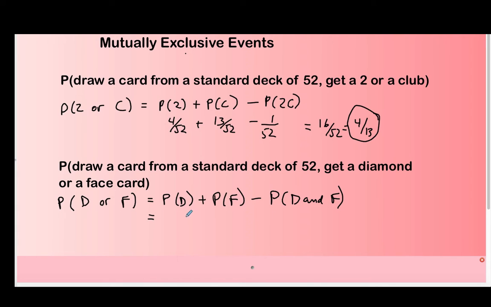So there are 13 diamonds out of 52 in the deck. So the probability that the card is a diamond is 13 out of 52. Add to that the probability that it's a face card. And you might remember from the previous example that there were 12 chances out of 52 that that was the case. And how many are diamonds and face cards both? Well, there's a jack of diamonds, a king of diamonds, and a queen of diamonds. So there are 3 of those. So we subtract 3 out of 52. So did you get 22 out of 52 or 11/26? If so, congratulations. That's about a 46% chance of that event happening.